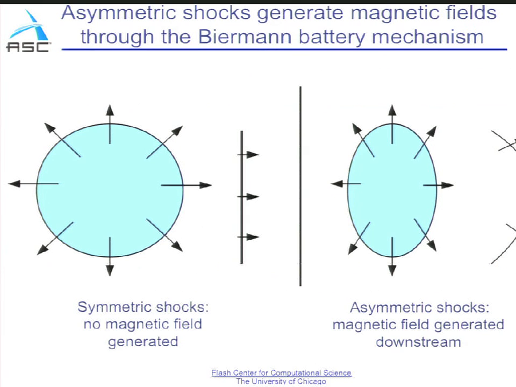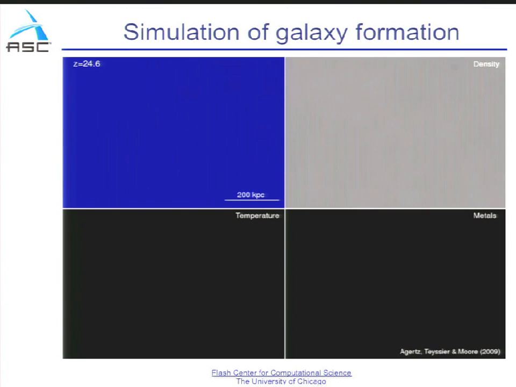But just as a cartoon here, the key thing is that if you have shocks that are symmetric, for example, spherical in this case, or circular or planar, you won't have these cross products or these gradients, so you won't generate any magnetic fields from nothing. But if you have asymmetric shocks, like are shown over here, then you will get the creation of these fields. So we should examine the universe and see what we can say about whether such asymmetric shocks are very common.